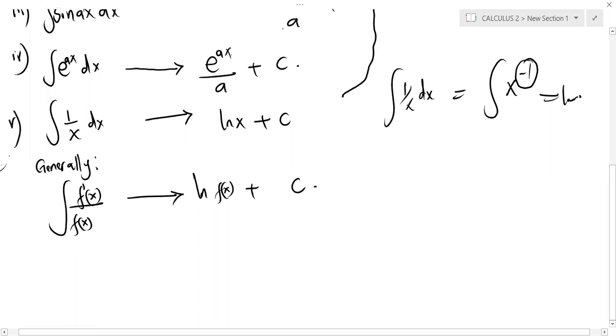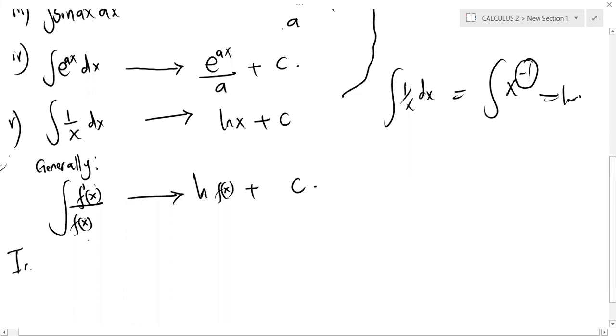Now, if we generally have a function written on the denominator and on the numerator we have its derivative, then the integral of the whole of that is basically the ln of the denominator. Okay, fine. Let's take up a few examples and see how exactly we integrate them.